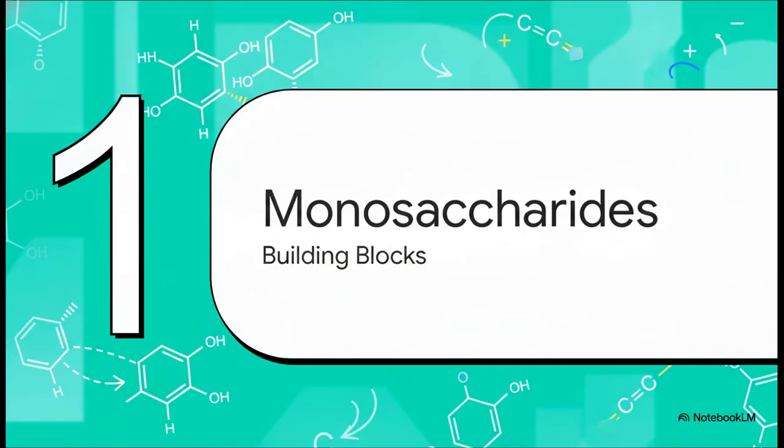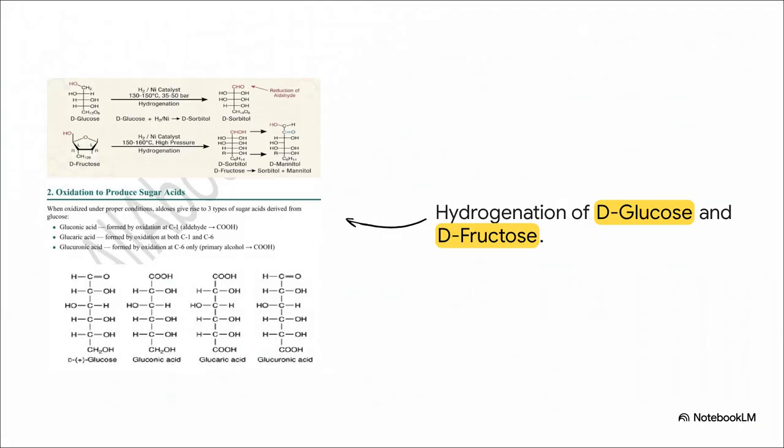All right, Section 1, Monosaccharide Reactions, the fundamental building blocks. Let's kick things off by looking at how a single sugar molecule actually behaves when we tinker with it. If we use a catalyst, like hydrogen and nickel under high pressure, D-glucose gets neatly reduced into the sugar alcohol sorbitol. Simple enough, right? But watch D-fructose. When we reduce fructose, it yields both sorbitol and mannitol.